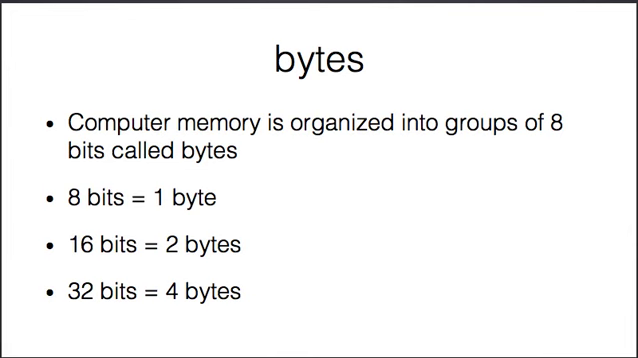In general, computer memory is organized into groups of 8 bits. So 8 bits is 1 byte, 16 bits is 2 bytes, 32 bits is 4 bytes, yeah.